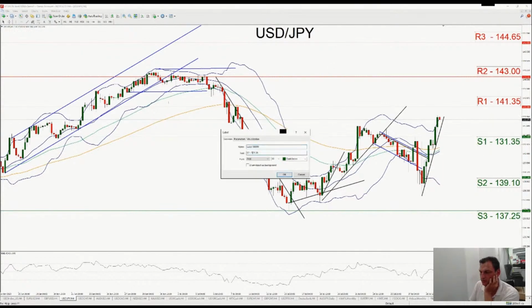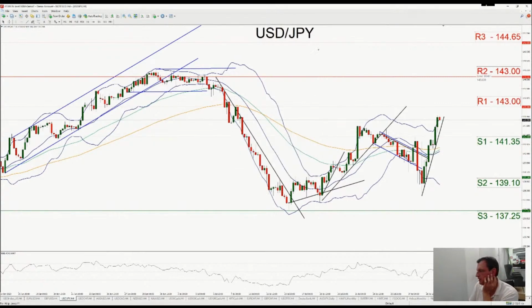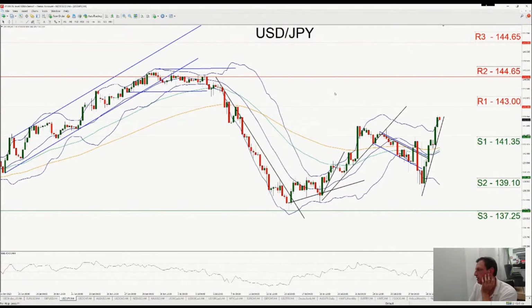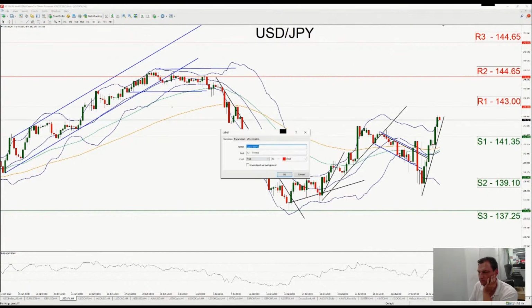The R1 at 143. The R2 at 144.65. And the R3 at 146.55.